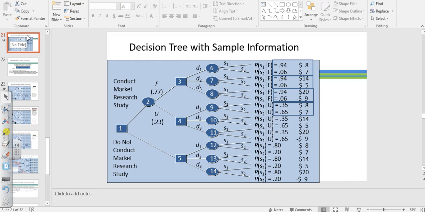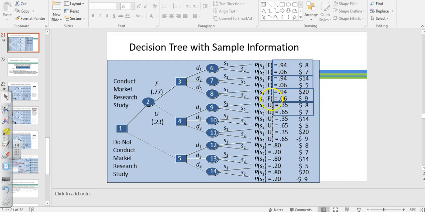So the decision tree with sample information. Now, you remember what we just learned about this market research study. We know we're trying to determine whether we should even conduct the research. We know that there's a 77% chance it'll be favorable, a 23% chance it'll be unfavorable. And you'll notice, remember the squares, we have our decisions, we have our circles, which means calculations, and these are our same states of nature. State of nature 1, state of nature 2, just like the earlier problems we've had, for each decision. It's exactly like the other example that we had earlier.